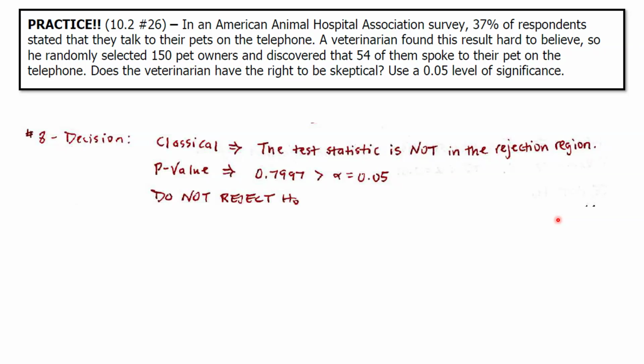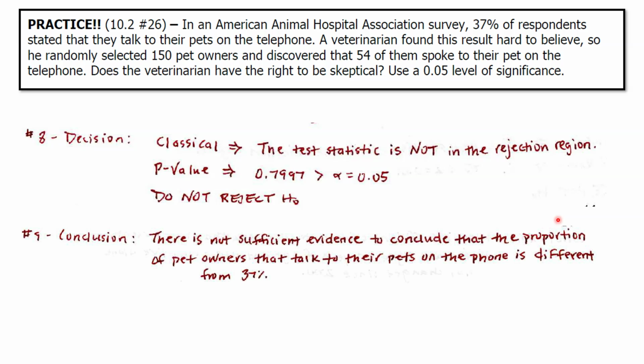So the classical approach, which compares the test statistic and critical value, you identified that the test statistic is not in the rejection region. And then for the p-value, you compared it to alpha, and you found that your p-value is greater than alpha. Both approaches result in a do not reject the null. So for your conclusion, you then stated that there is not sufficient evidence to conclude that the proportion of pet owners that talk to their pets on the phone is different from 37%.